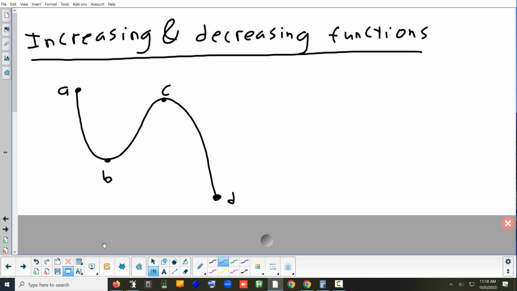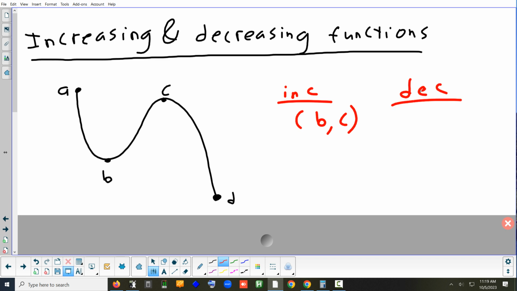So if I asked you on this graph to name any interval where the graph is increasing, and we'll use those letters as marks, it's increasing from where to where? Yep, B to C. So we're increasing over the interval from B to C. We don't include the B or the C because right at B or C, it's flat. It's like you're at the top of the hill. You're not going up or down. So between the B and the C, it's going up.